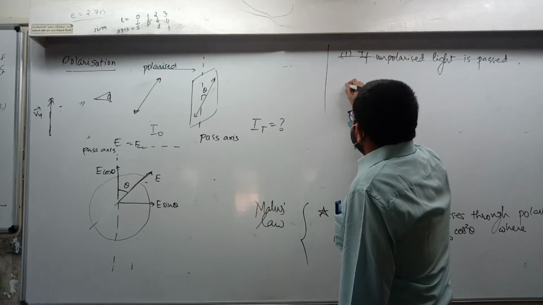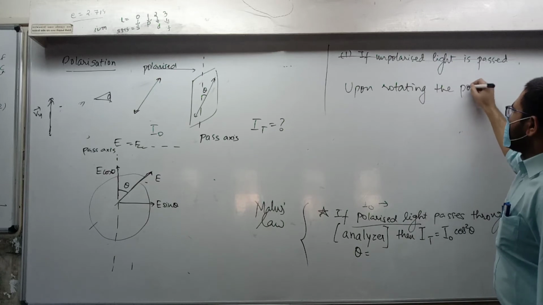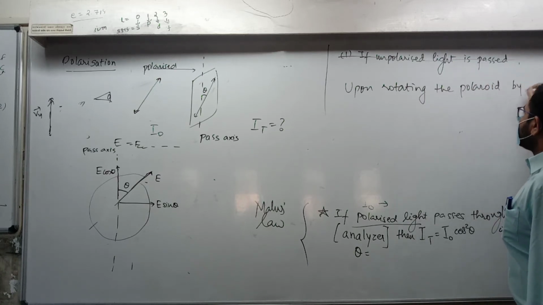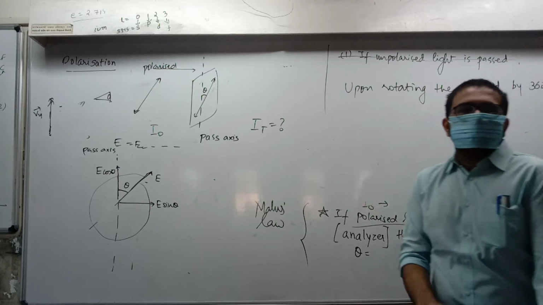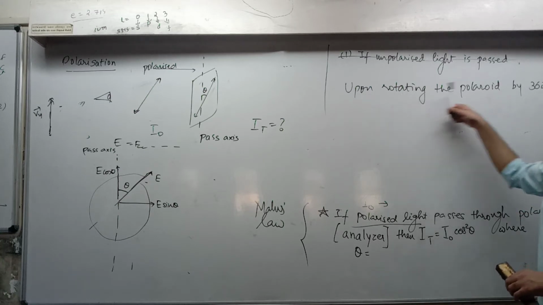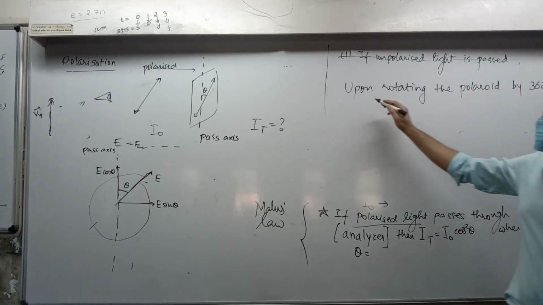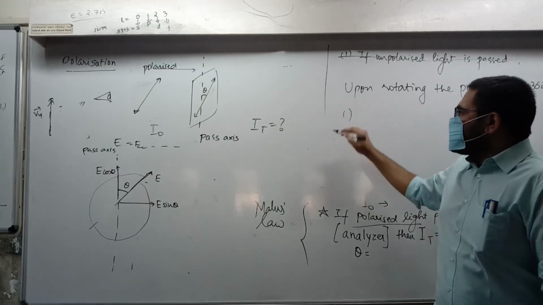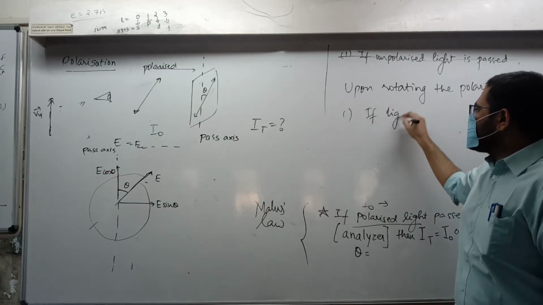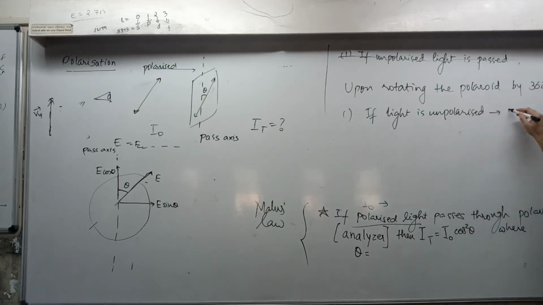So upon rotating the Polaroid by 360 degrees, what do we get? Number 1, if the light is unpolarized, what happens? No change in intensity, I_T.